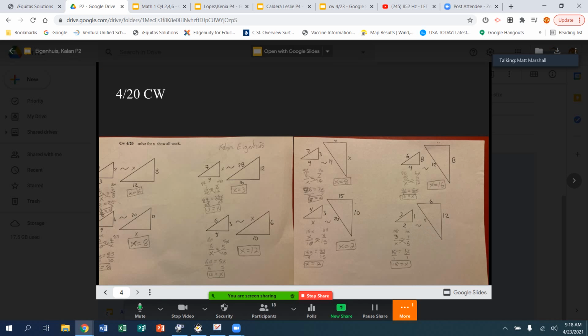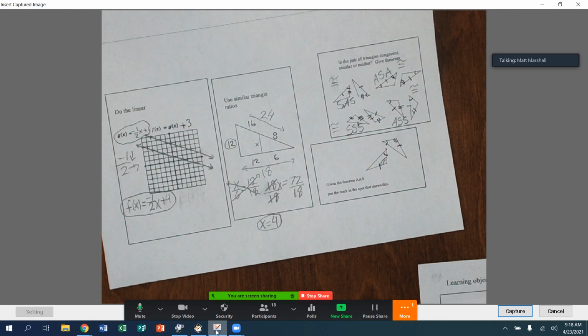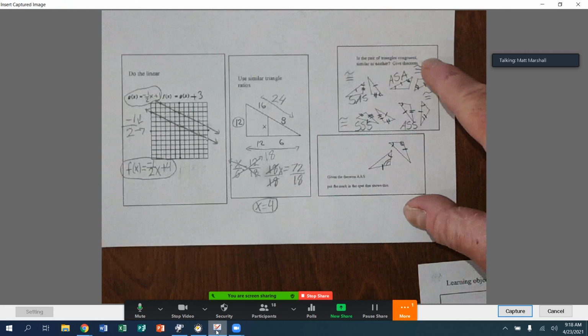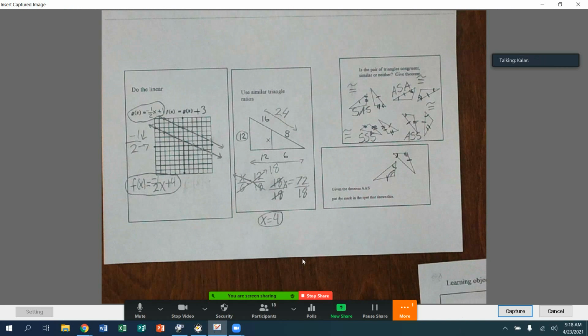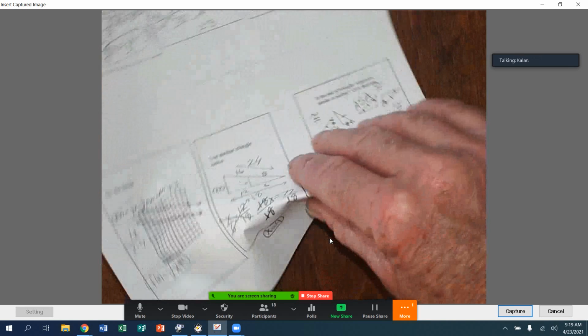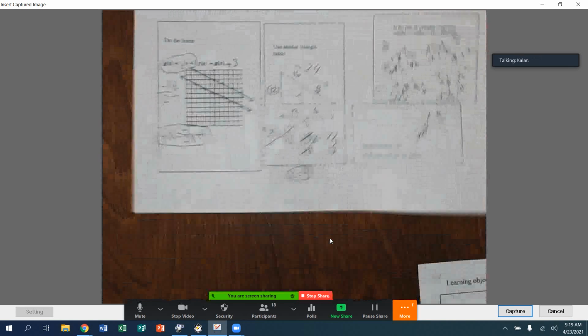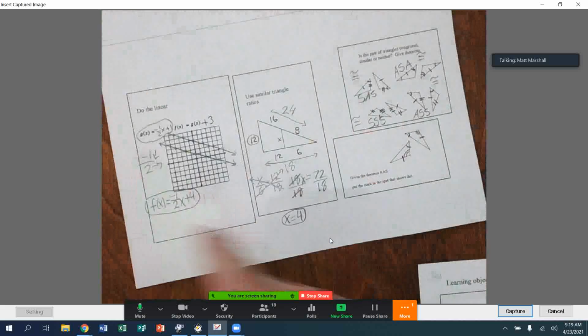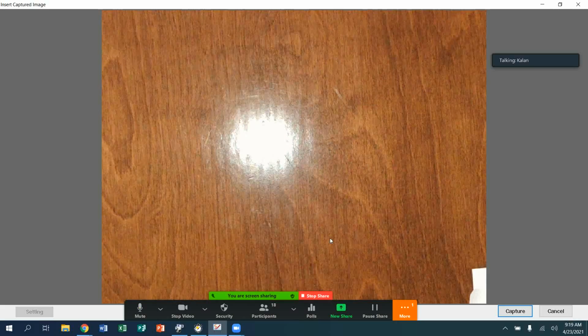Do you have something on your slide, Callan? Can you see this screen right here? All right, did you do one of these problems? Oh yeah, we're explaining these right here for points. Did you do anything? Did you do any work today?